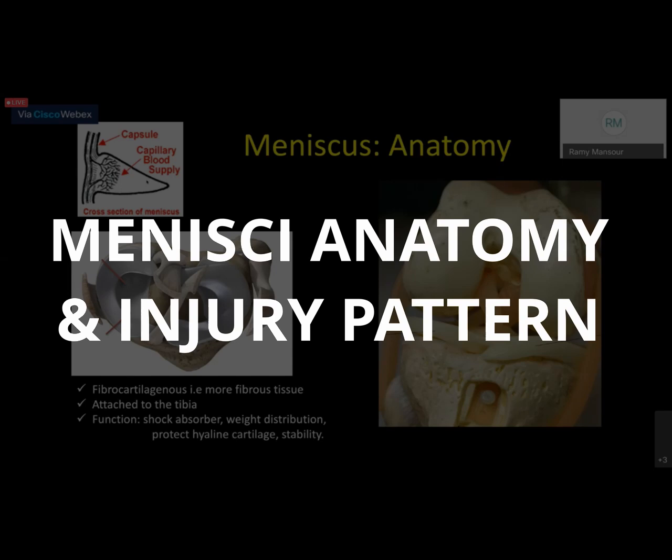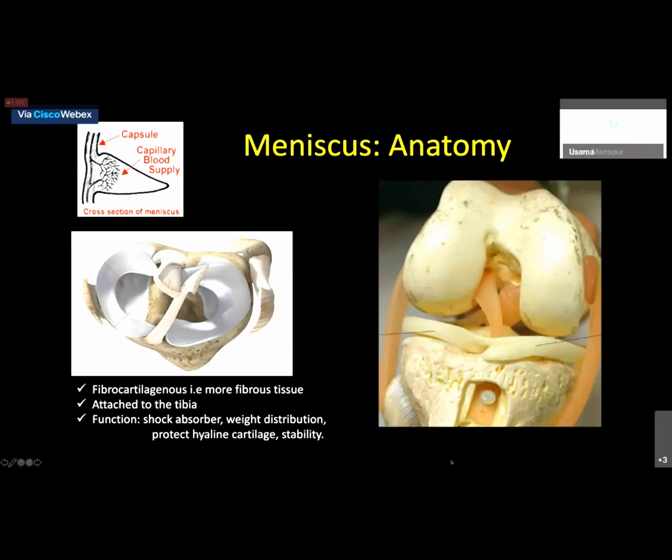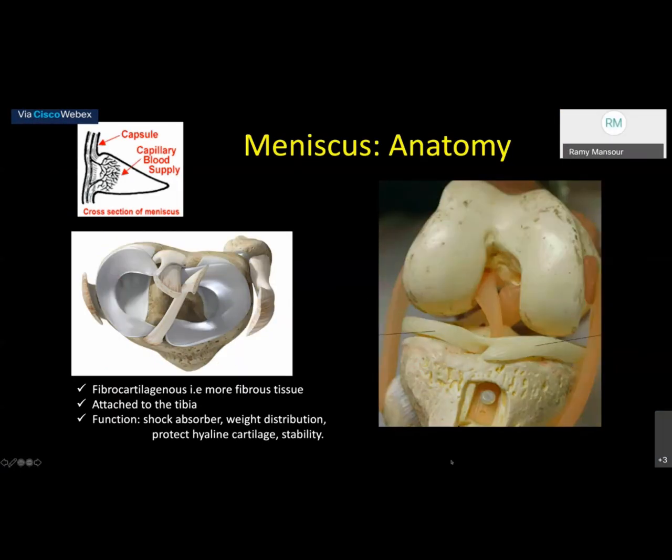Today I will speak about the anatomy of the meniscus and the different injury patterns. I'll go through the attachment, traumatic tear, degenerative tear and change, and some normal variant. So, as I mentioned, I will start with the meniscal anatomy.